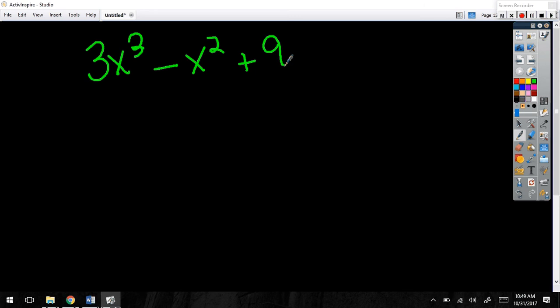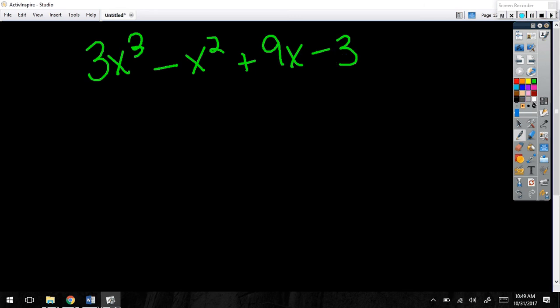I'm going to change this example because this is a terrible example. I had already written that down, Mr. G. I do apologize. Let's do this one: 3x cubed minus x squared plus 9x minus 3.